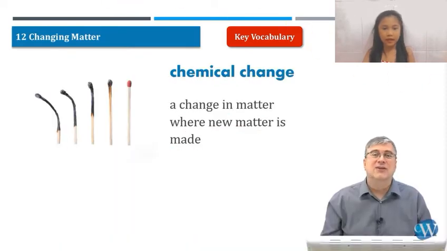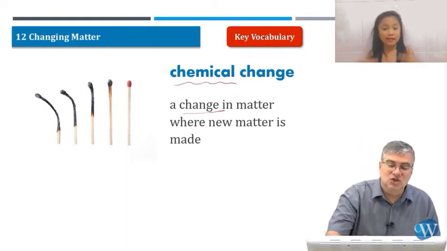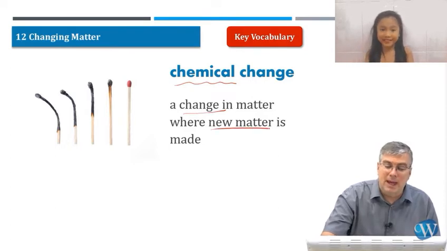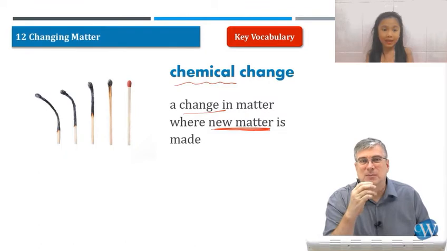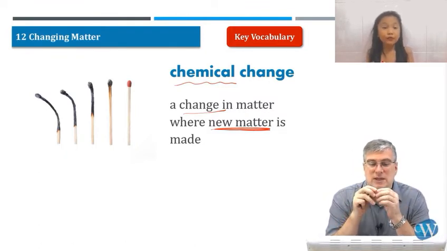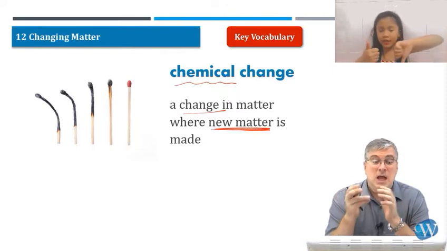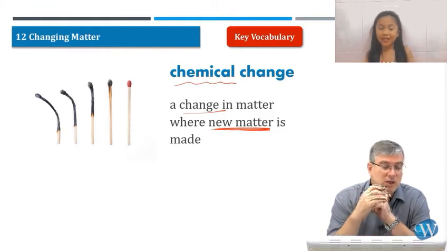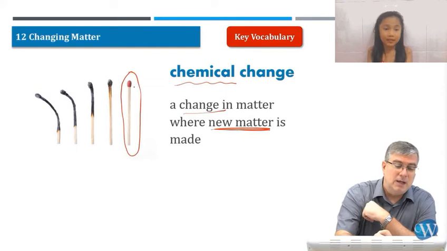Okay, so our next word here is chemical change. This is the opposite of physical change. This is a change in matter where new matter is made, right? Remember like that. Chemical change and physical change have very different meanings, right?